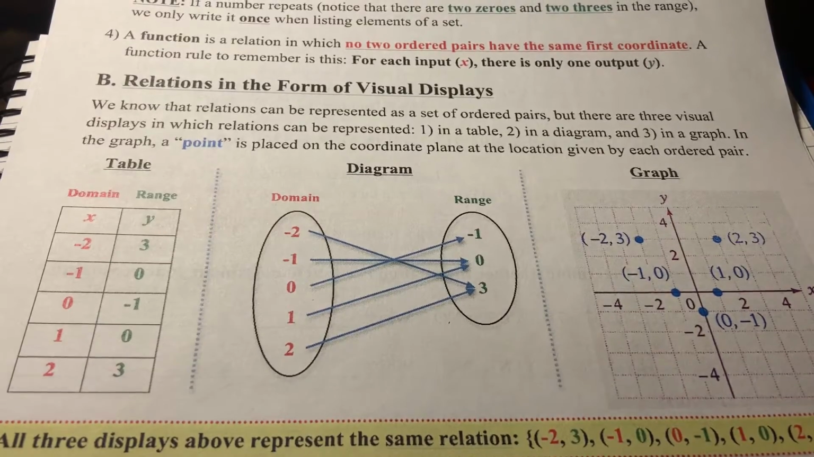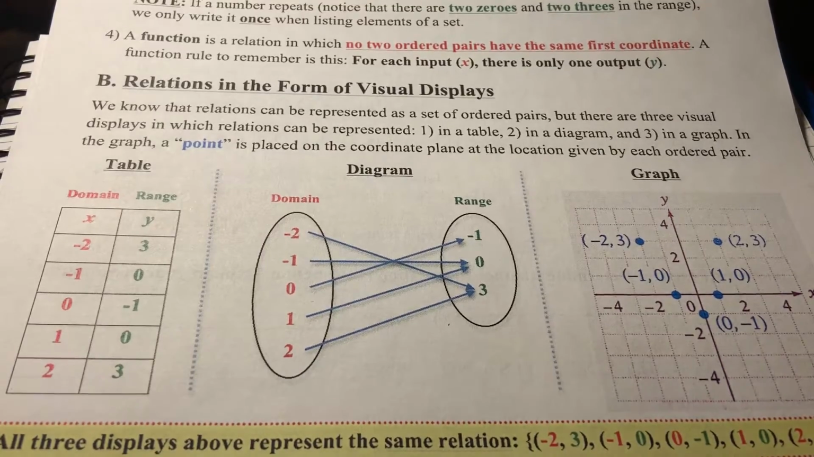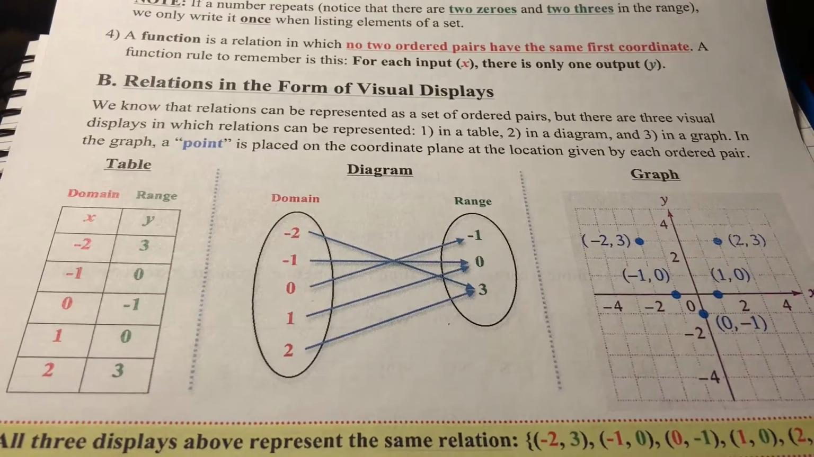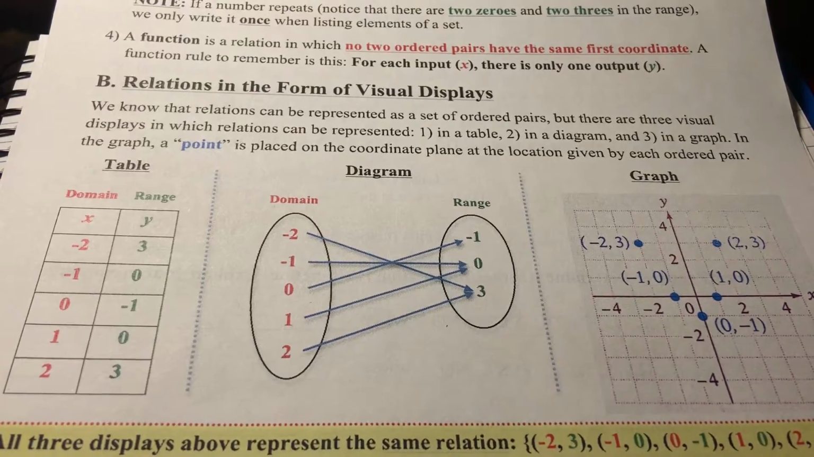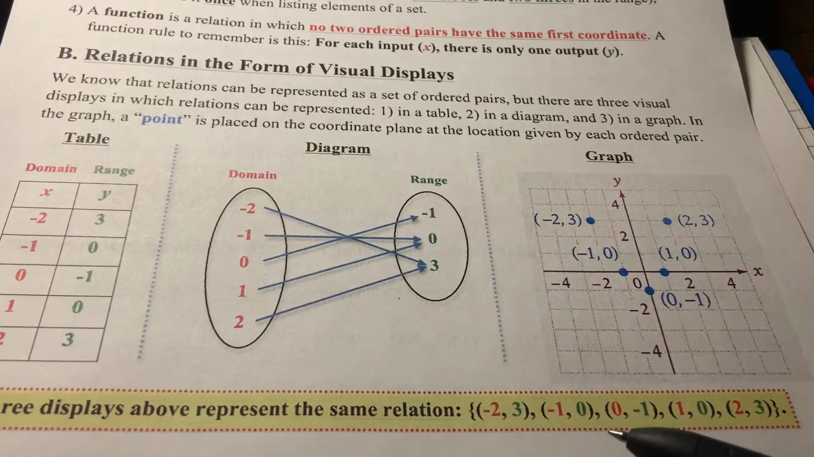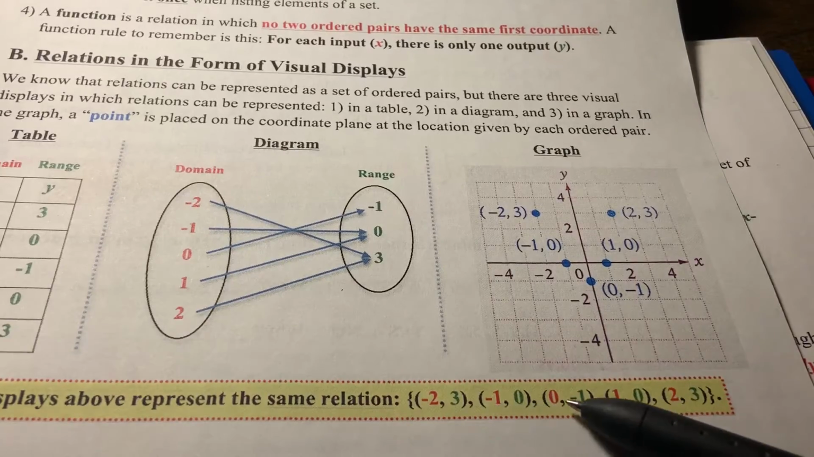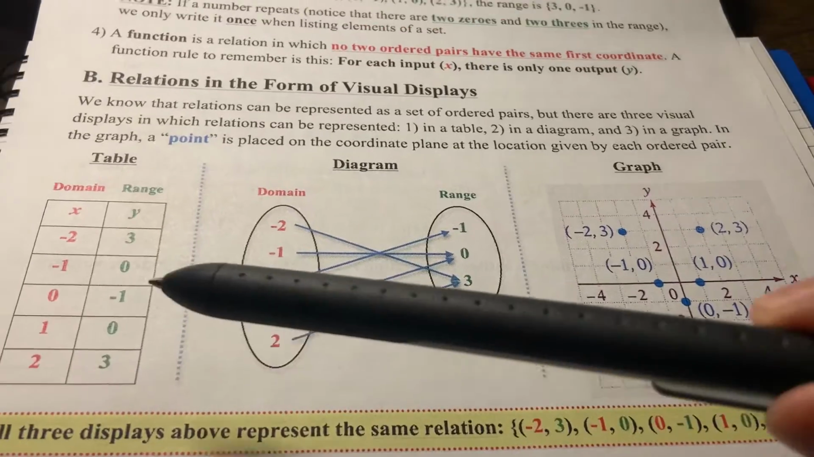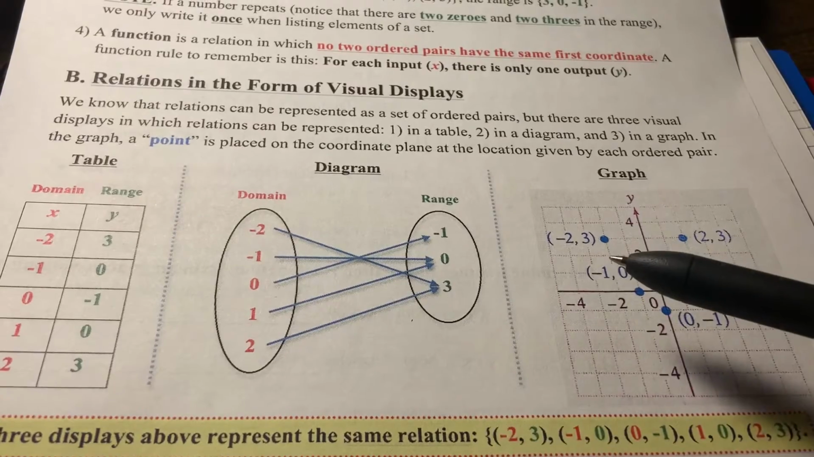Today's video is part 2 of Introduction to Functions. So in our last video, we learned how to determine whether a relation in the form of ordered pairs is a function or not. For example, this is the relation we talked about in the last video. Notice this same relation, given as a set of ordered pairs, is also represented here as a table, here as a diagram, and here as a graph.